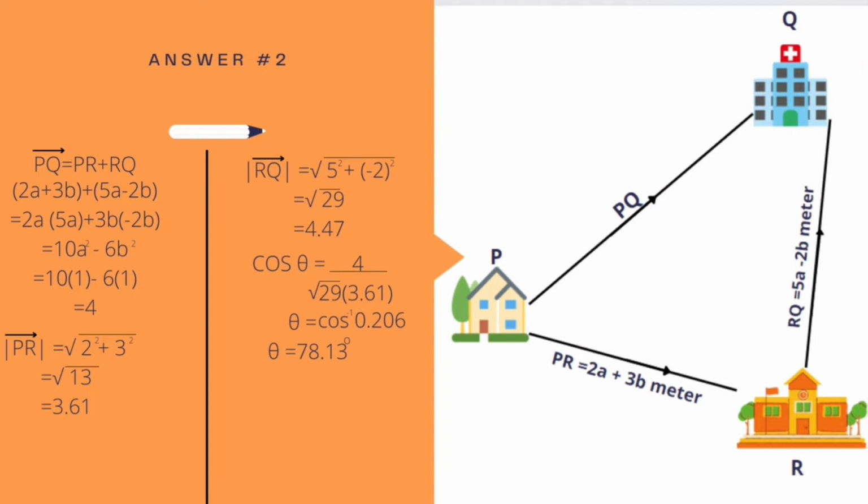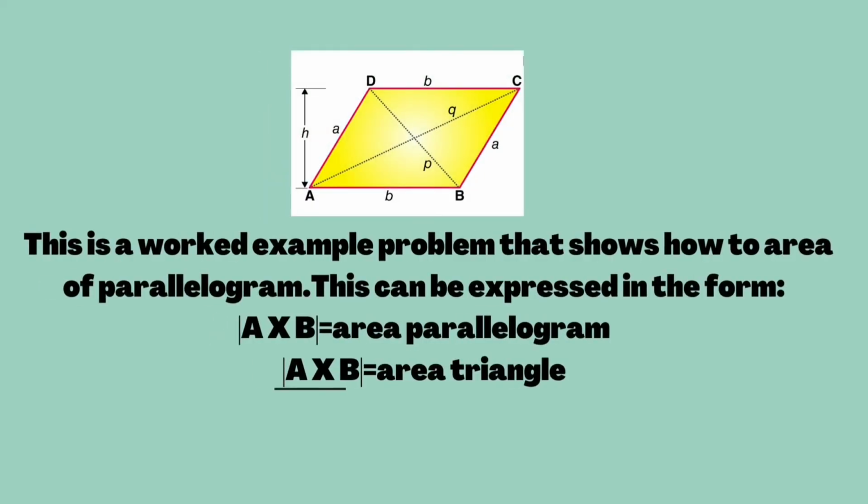Cos theta is 4 over square root of 29 times 3.61. Theta equals shift cos of 0.206. Theta equals 78.13 degrees.